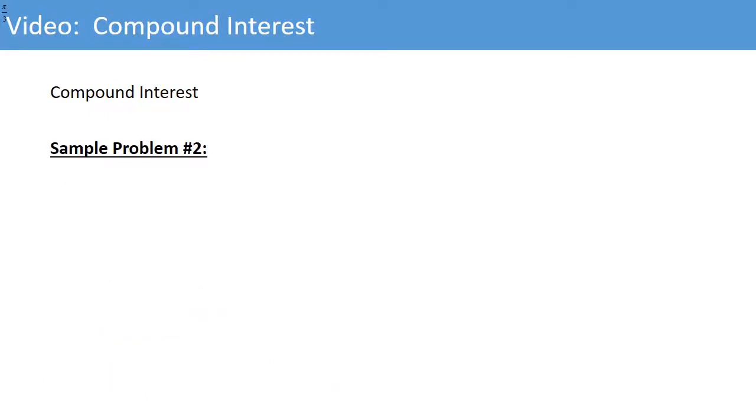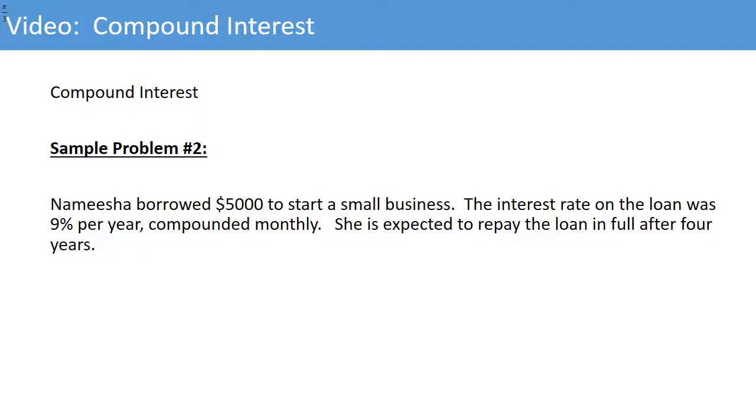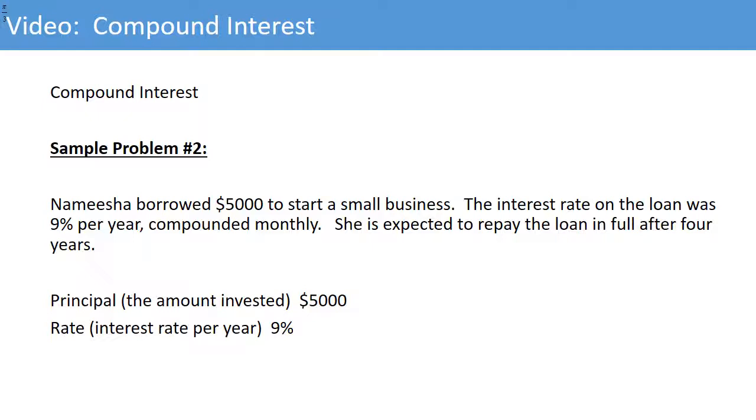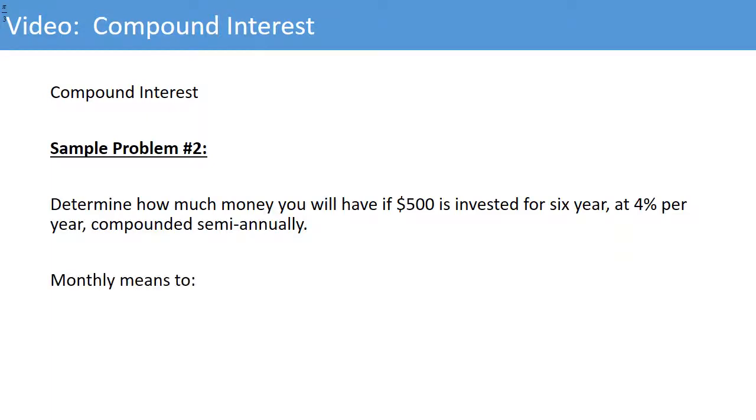Now, let's look at a second question. Namisha borrowed $5,000 to start a small business. The interest rate on the loan was 9% per year, compounded monthly. She is expected to repay the loan in full after 4 years. The principal amount, $5,000. The rate, 9%. The term, 4 years. Monthly means to divide the interest rate by 12 and multiply the term by 12.